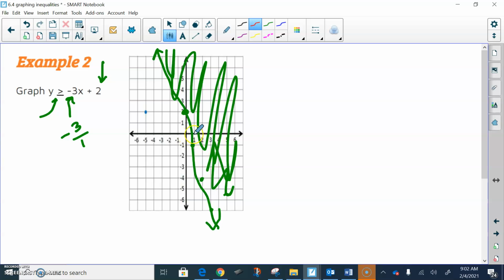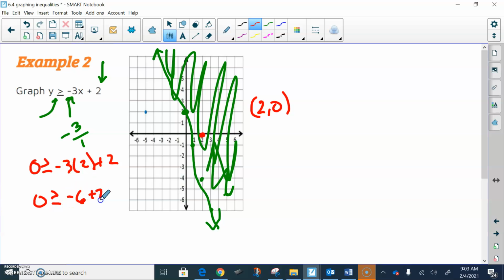I'm just going to choose the point, how about over 2, up 0 right here. We're going to substitute it in. In place of y, I'm putting a 0. In place of x, I'm putting a 2. This should work because it's in our solution, our shaded region. So 0 is greater than or equal to -6 plus 2. Is 0 greater than or equal to -4? Sure it is. It works.